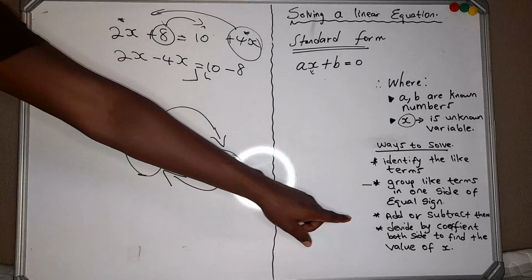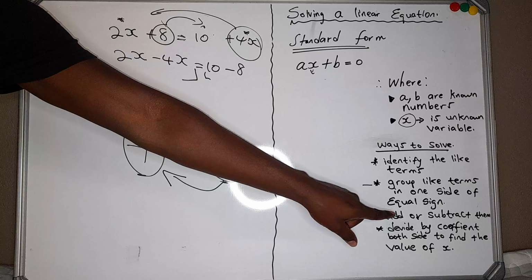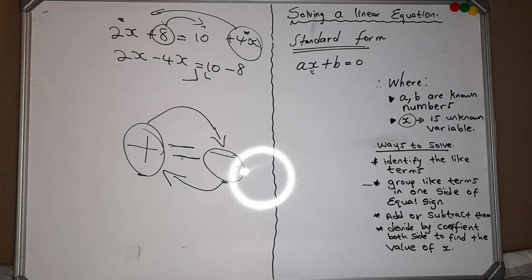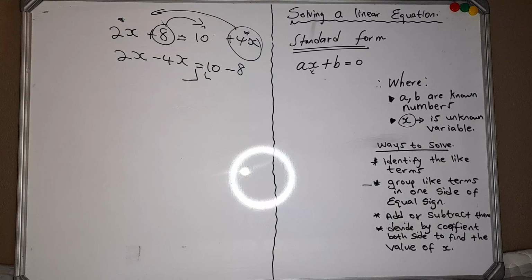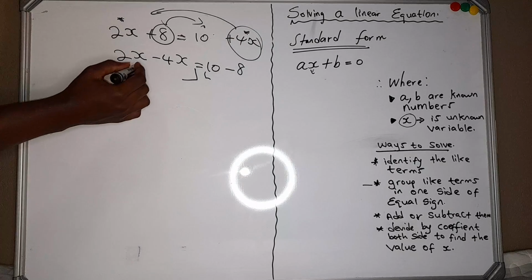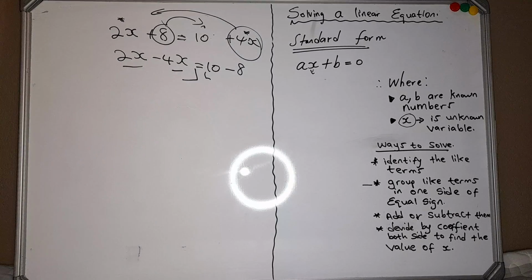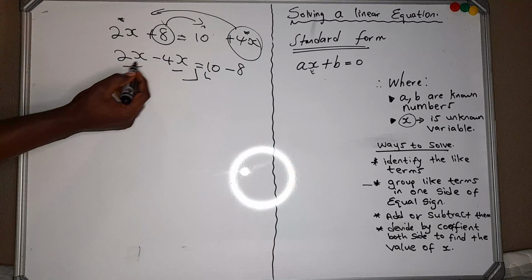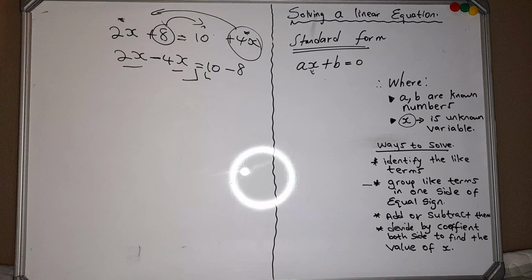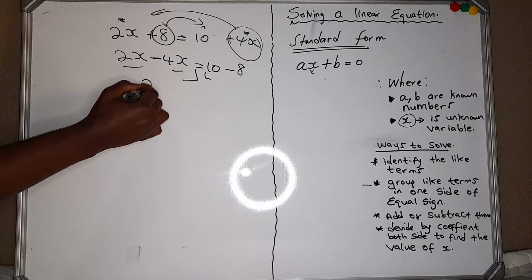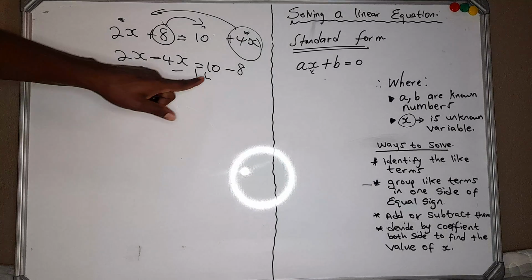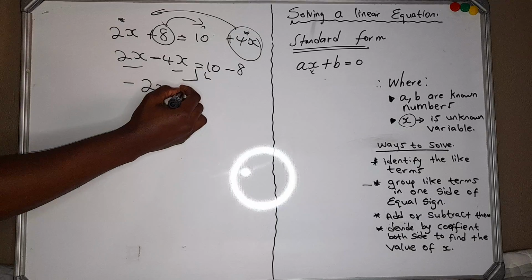Therefore, the third method is to add or subtract them, which means you must add or subtract the like terms. How do you subtract or add the like terms? You add only if they are sharing the same characteristics, like 2x and 4x. They share the same characteristics, and the sign between them is subtracting, so you must subtract them. 2x minus 4x becomes negative 2x. 10 minus 8 becomes 2.